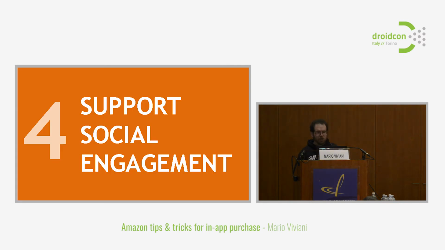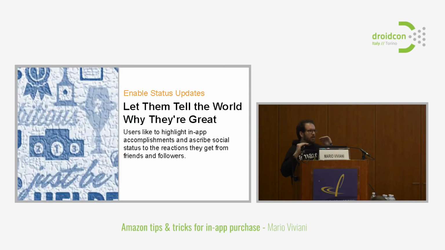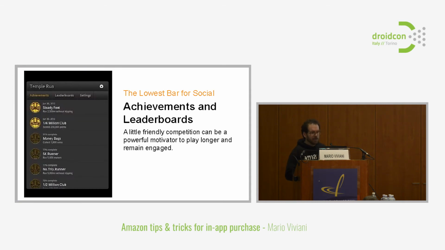Number 4, support social engagement. I think that this is the absolute baseline here. Everyone likes to tell the world why they're great. Everyone likes to be recognized. So in-app accomplishments, which can be done through leaderboards, for example, or through achievements, are absolutely important. Must have if you're building a game, for example.